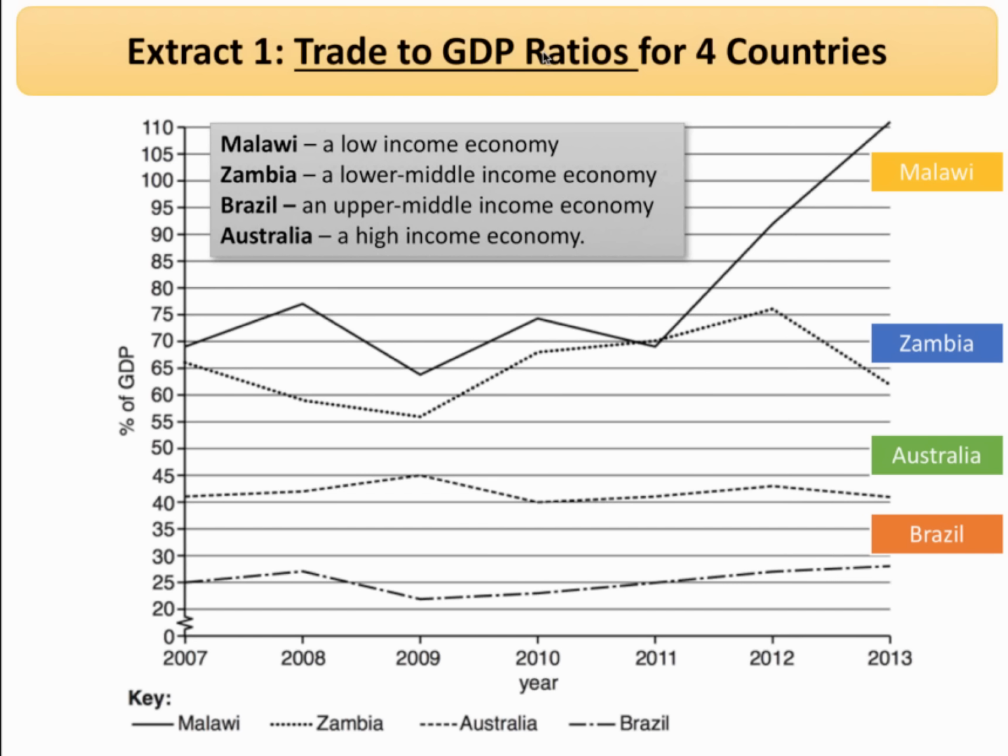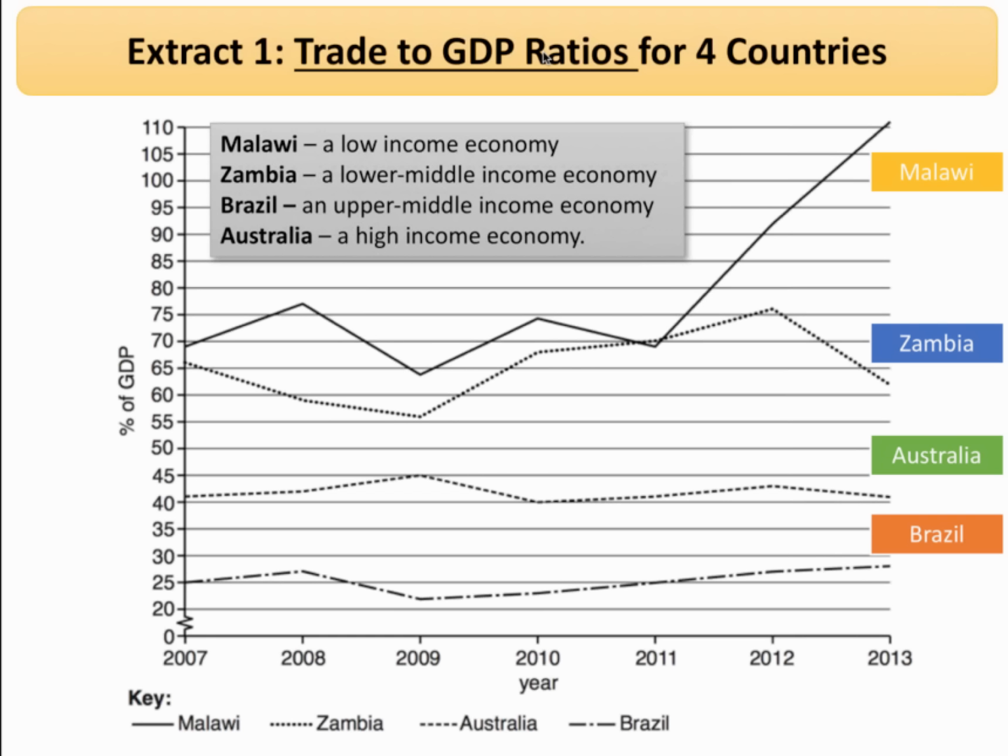The extract provides you with this chart, quite an interesting chart. It shows the percentage of GDP that's taken up by the sum of exports and imports. So it's called the trade to GDP ratio. Now they've included Zambia, which is important because that's for later on in the case study.